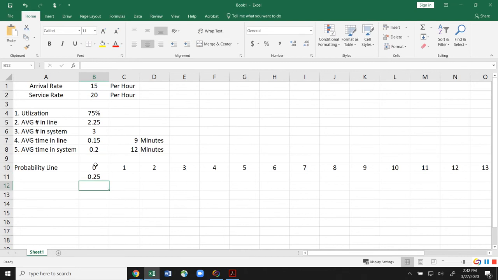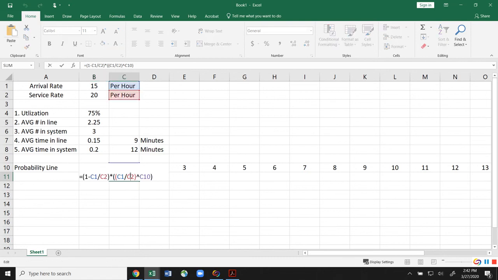Now we already actually knew that was what that one was going to be, because the probability of 0 is the exact opposite of our utilization. This is 75, this would be 25. But now we want to drag it over to 20 without having to do the formula 20 times. The way we do that, we want this B10 to drag over to C10, then D10, but we want the B1s and the B2s to stay the same. And just to show you what I mean, if I drag it now, it gives me a value. It dragged over to here, the C10s, but this 15 and 20 dragged over here as well.